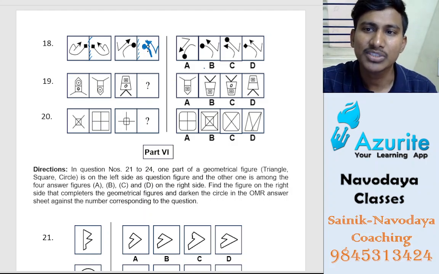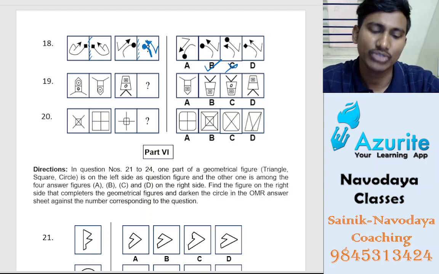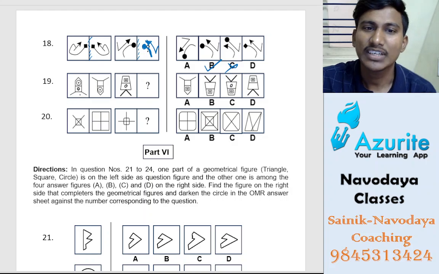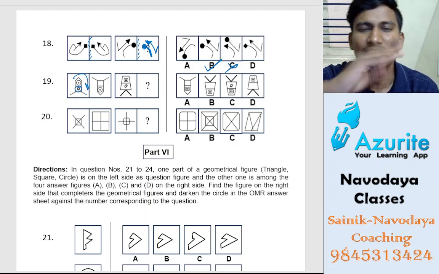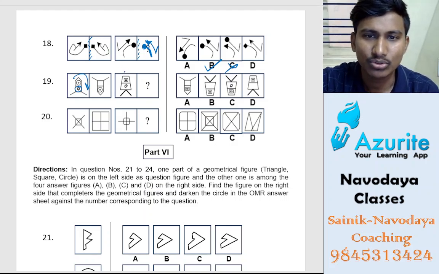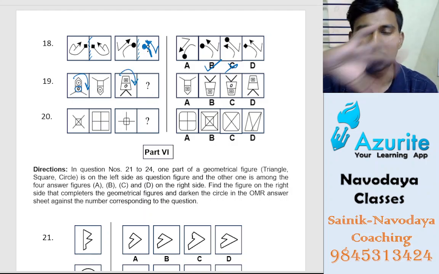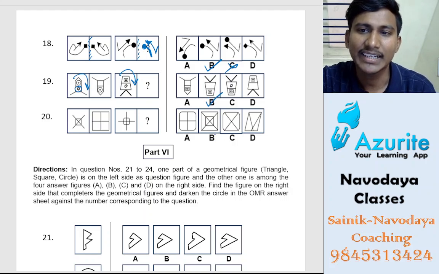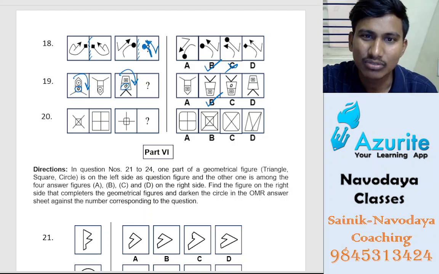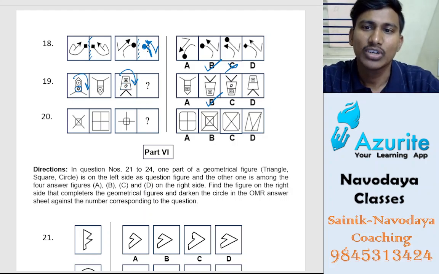So answer will be option, which will be the answer? Option B is the answer, right? Not C. Don't be confused. Okay. Now 19th. What is happening? This is reversed, and whatever figure is there, it is vanishing. That is removed. So if you rotate this upside down, it will become like option B, right? And this figure will go away. So answer is option B.